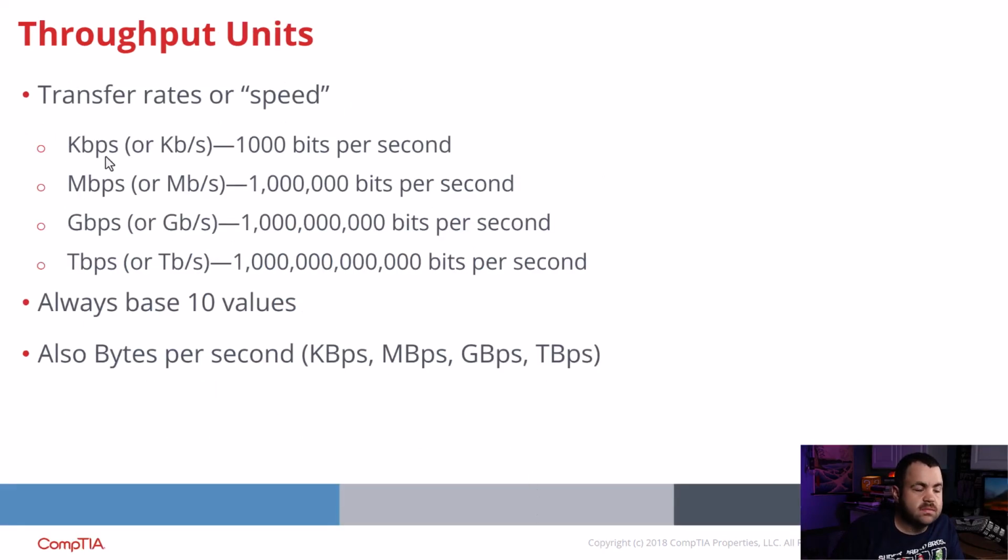Okay, so now notice that our B's on this next slide went to lowercase. Notice we are now no longer talking about storage, we are talking about transfer rates or speed. So this is represented in kilobits per second, megabits per second, gigabits per second, terabits per second. These are always represented in base 10. So the 1,000, and then it just multiplies up: 10,000, a million, and so on.